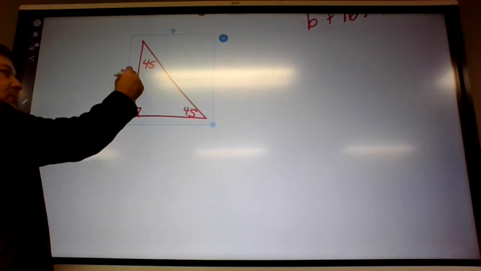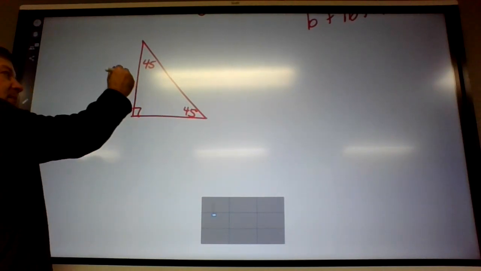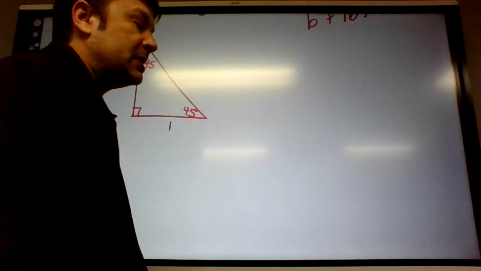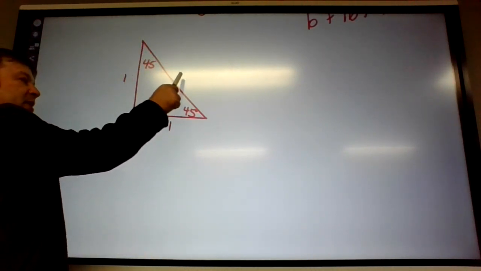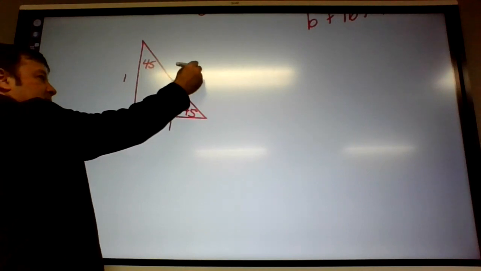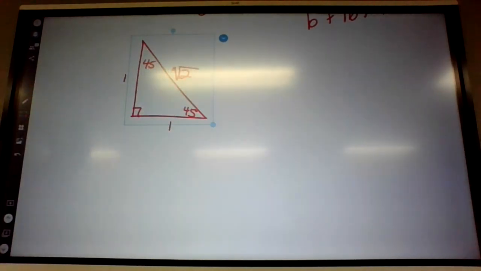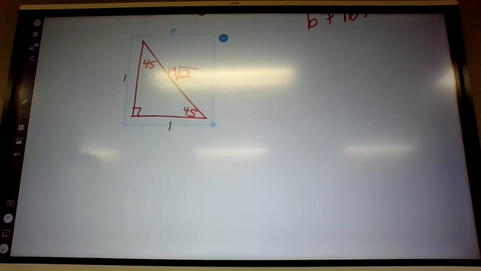So the two sides, the two legs, have to be the same. So it's a 1-to-1 ratio, and then the ratio of the hypotenuse is square root of 2 times that. Or you could call it 1, 1, square root of 2.